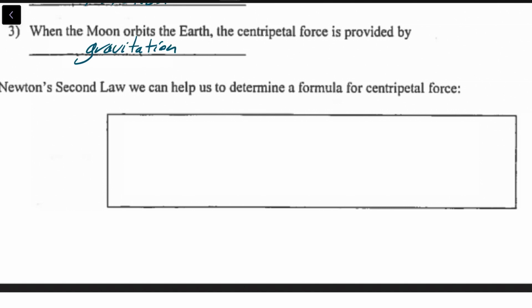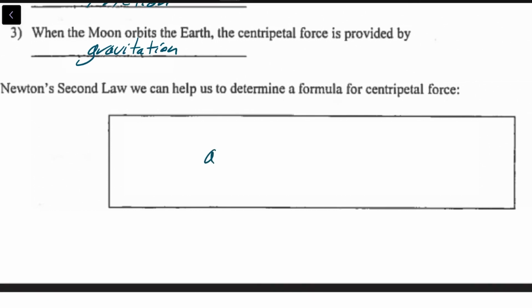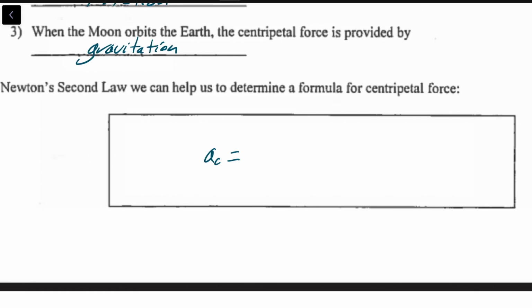And so we know that centripetal acceleration is equal to v squared over r. We also know that it's equal to 4 pi squared r over t squared, right? Those were their two formulas.